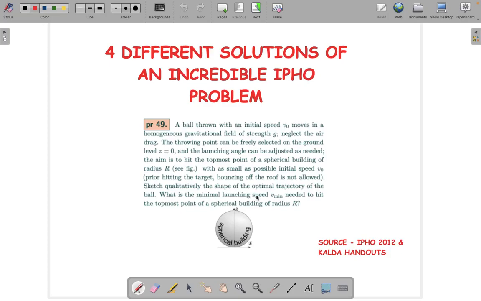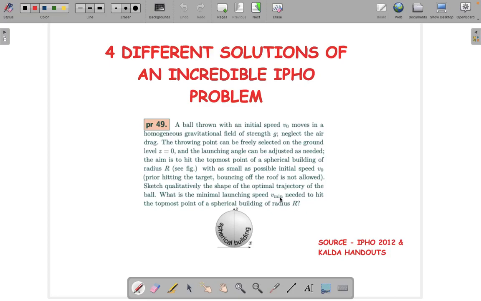What is the minimum launching speed v min required to hit the topmost point of the spherical building of radius r? So this question is asking कि हमें क्या v naught, that should be the minimal velocity to hit the topmost point of this spherical building in the optimal trajectory. So हमें इस ट्रैजेक्टरी का शेप क्वालिटेटिवली, that is approximately, स्केच करना है and you have to find this v min.